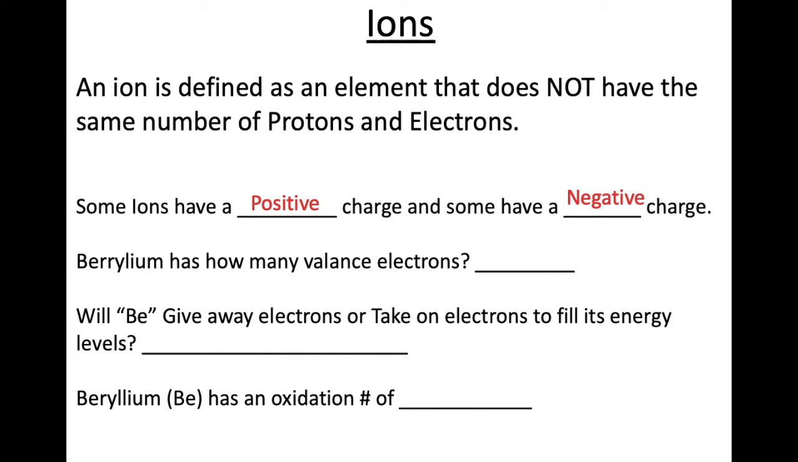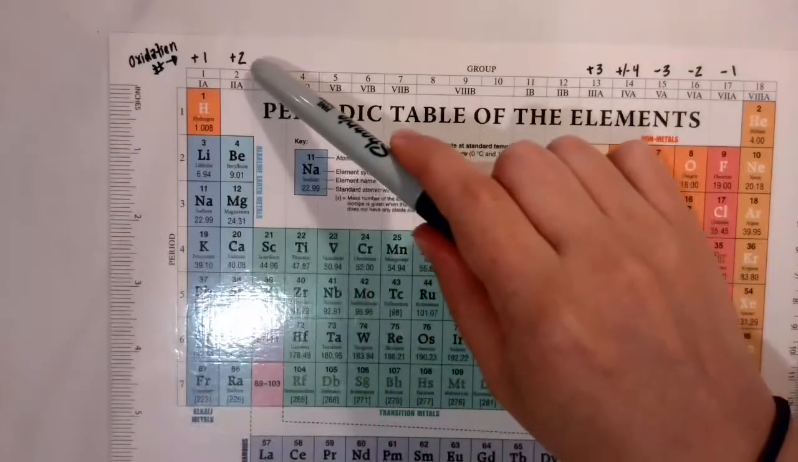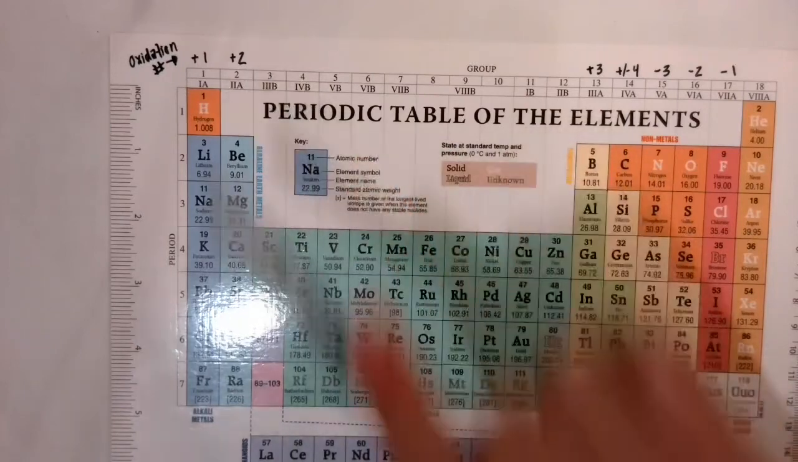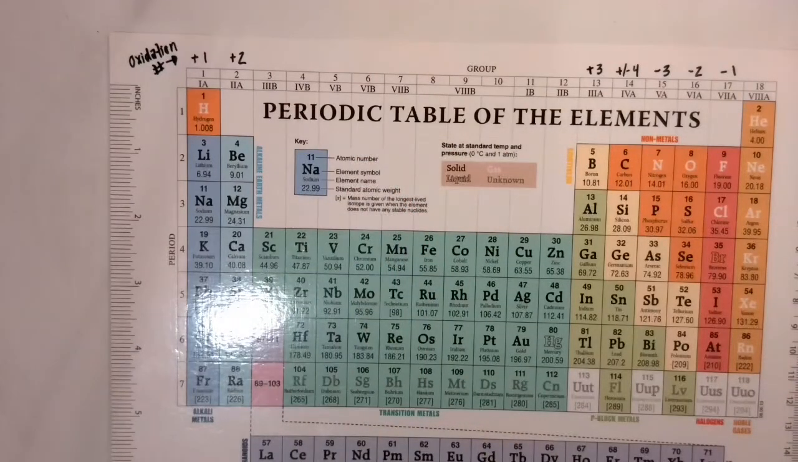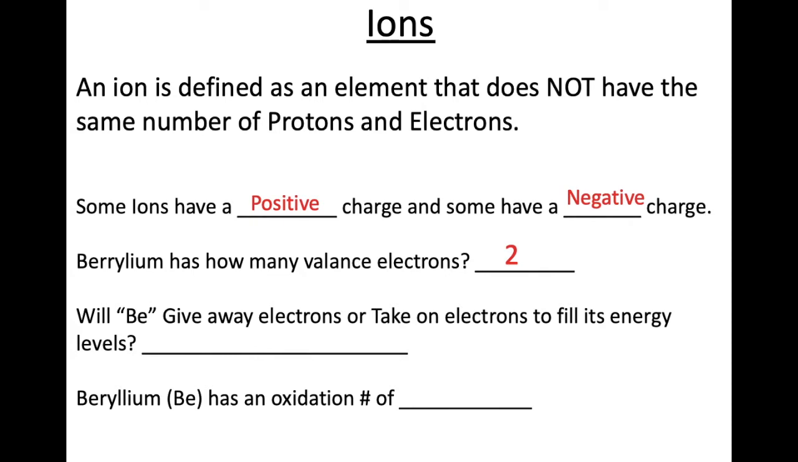For example, if we look at beryllium, how many valence electrons does beryllium have? Beryllium is in group 2 on our periodic table, so we can rightfully assume that it has 2 valence electrons. Will beryllium give away electrons or take on electrons to fill its energy levels? Well, if it only has 2 valence electrons, it's going to be a lot easier to give those 2 away than to get 6 more. So it's going to give those away, which gives it an oxidation number that feels really positive and happy to give them away of +2.